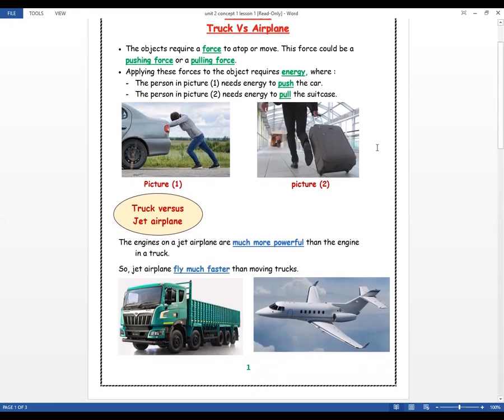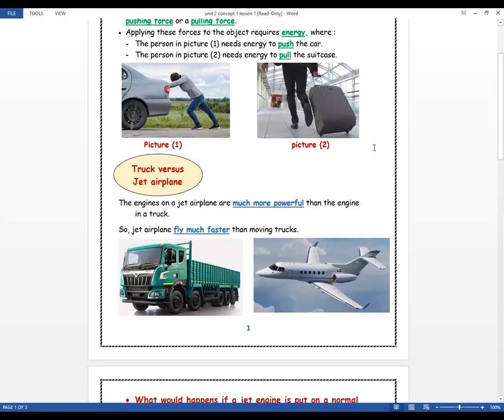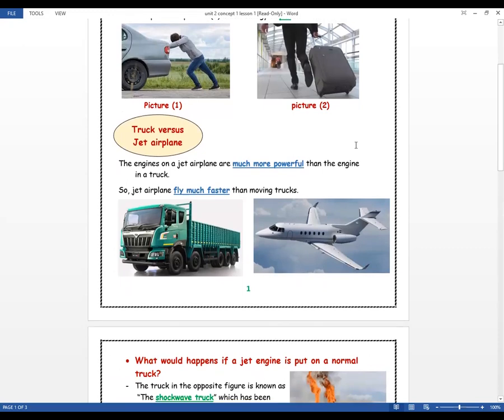The engine on a jet airplane is much more powerful than the engine in a truck. So we have two pictures. The first one is called the truck and the second one is called the jet airplane. You have to know the engine on the jet airplane is much more powerful than the engine in the truck. So the jet airplane can fly much faster than the moving trucks.